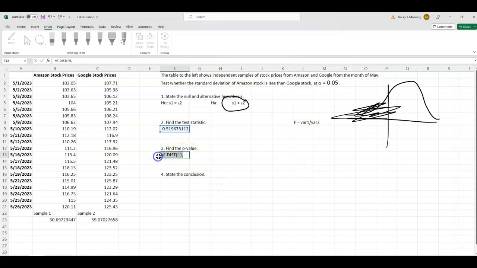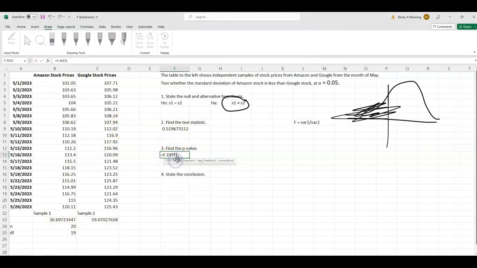Let me go ahead and back out of this. If you don't know how many pieces of data you have, you can use the count feature. Get your whole data, and we have 20. Our sample size is 20. So that means our degree of freedom is going to be 1 less than that, which is 19. And our two sample sizes are the same.